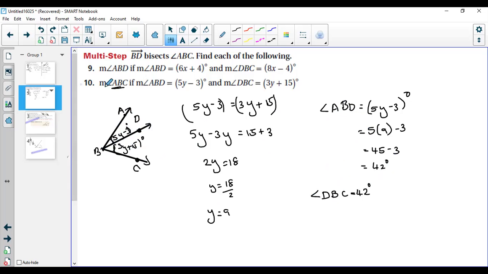But the question says find the measure of angle ABC, the bigger angle. So angle ABC is going to be equal to angle ABD plus angle DBC, right? These two small angles. When you add the two small angles, you'll get the bigger angle. 42 degrees plus 42 degrees, which is going to give you 84 degrees. So angle ABC is going to be 84 degrees.